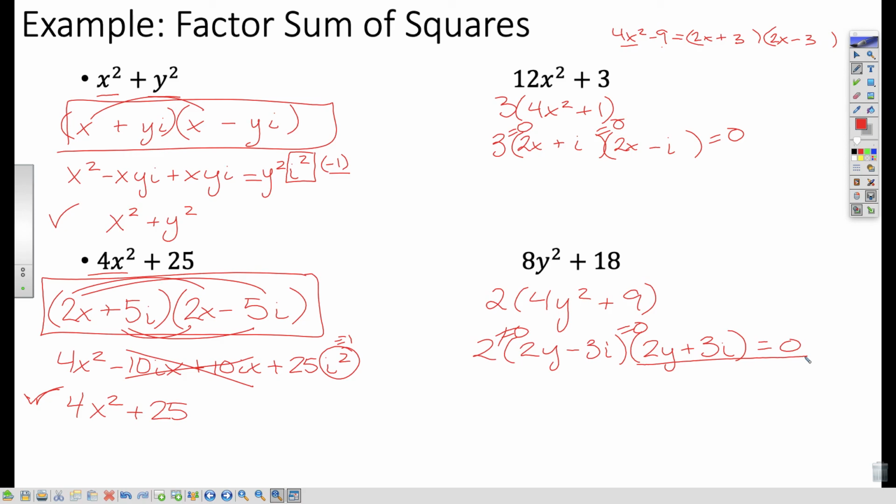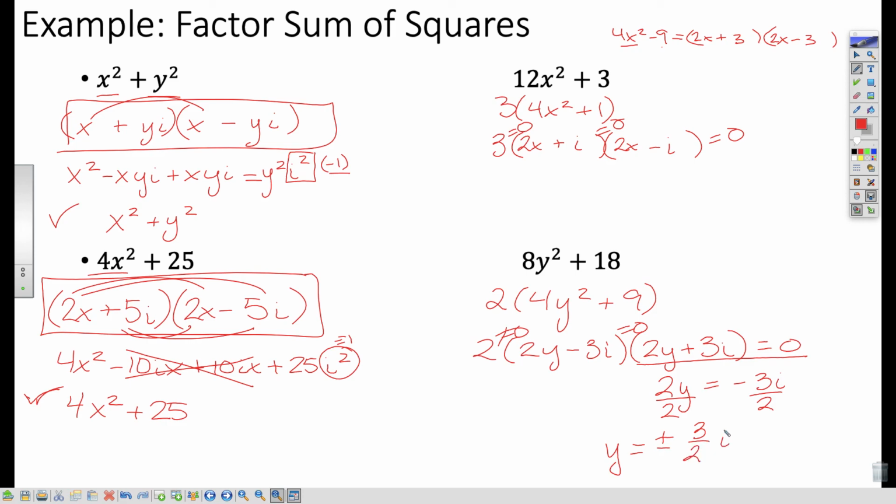We're solving for y. Minus 3i from both sides. Divided by 2, not 2y, just 2, yes? Okay, so my answer is y equals plus or minus 3 over 2i. 3 over 2 and then the i.